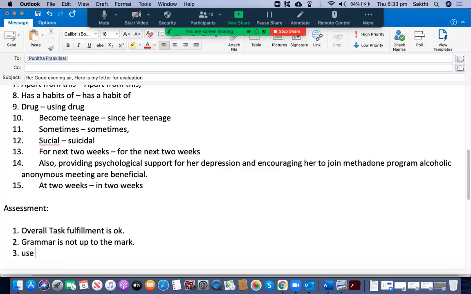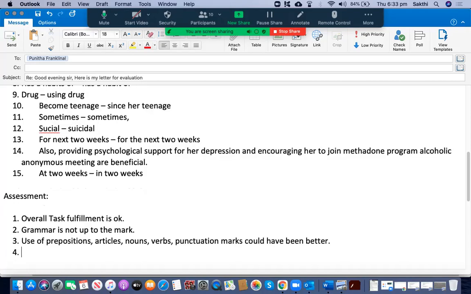Okay. Use of prepositions, articles, nouns, verbs, punctuation marks could have been better because you have committed a punctuation error, apart from this. So you should have placed a comma, but you haven't done that. Use of spelling is not up to the expectation.